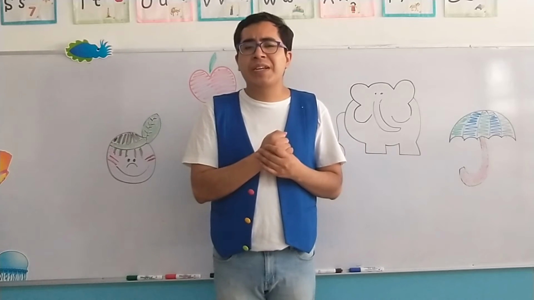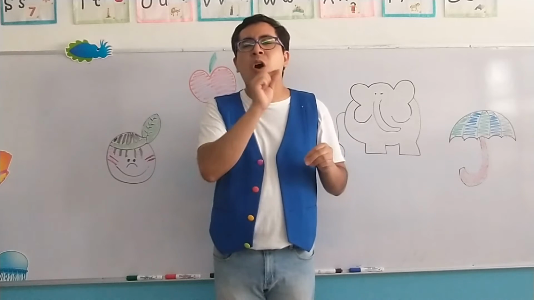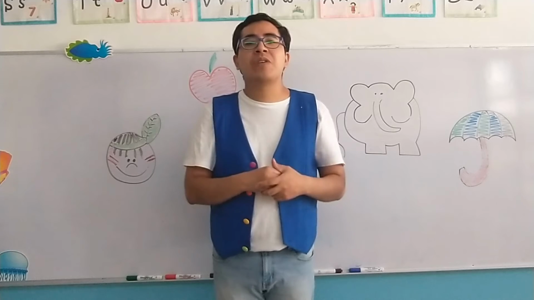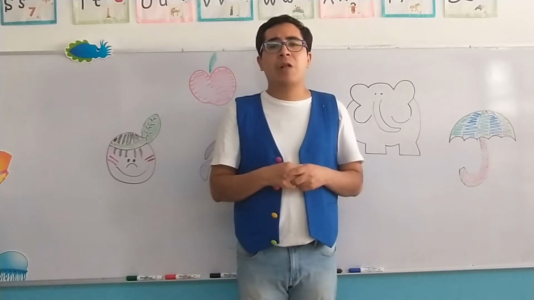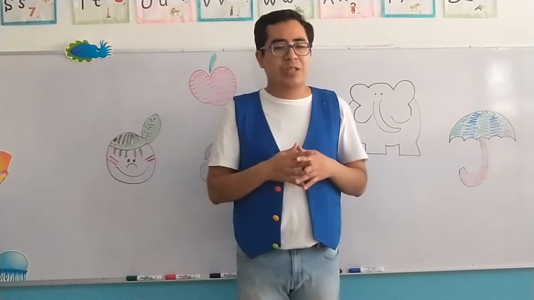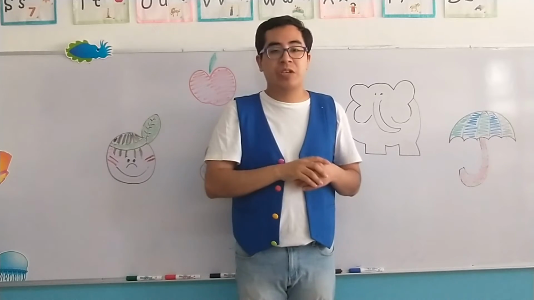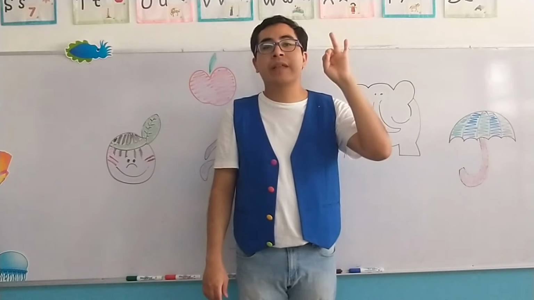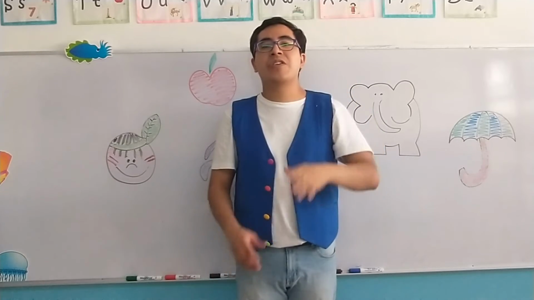Before we start with this activity, it would be nice if we have a small review of the vowels. Antes de empezar con esta actividad, vamos a hacer un repaso de las vocales que hemos estado trabajando. Now, first of all, how many vowels are in total? ¿Cuántas vocales son en total? They are 5 vowels in total. Starting with the letter A, the letter E, the letter I, the letter O, and the letter U.